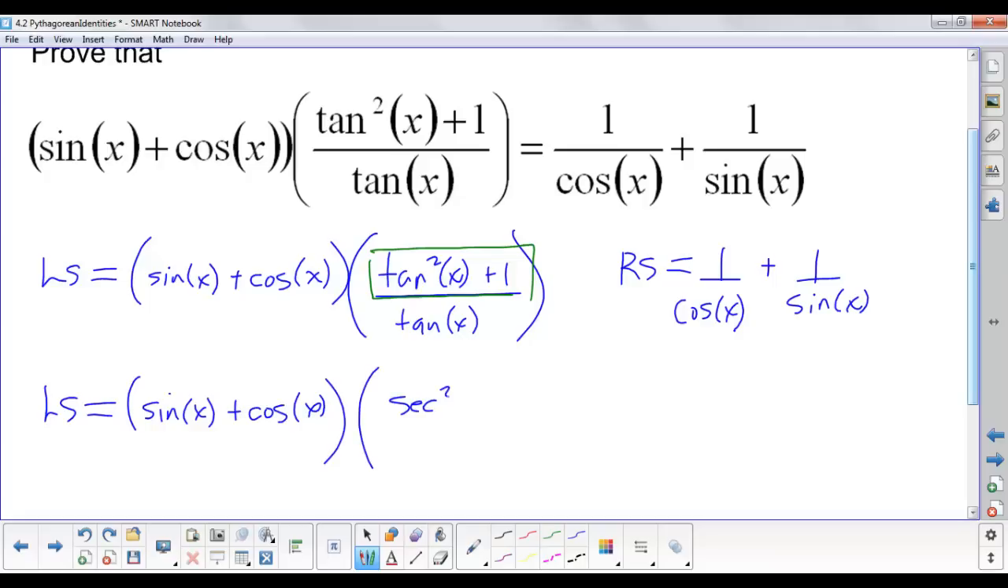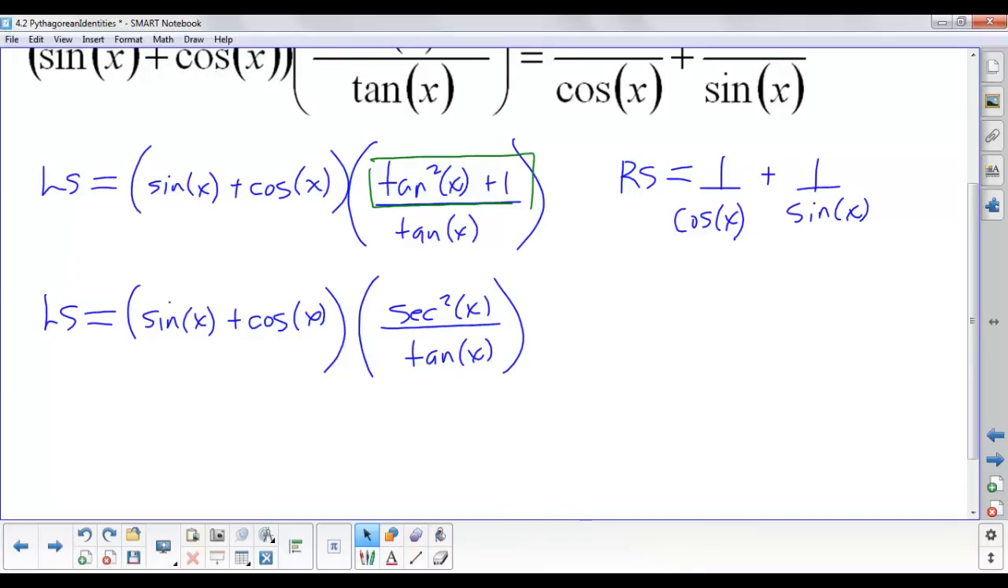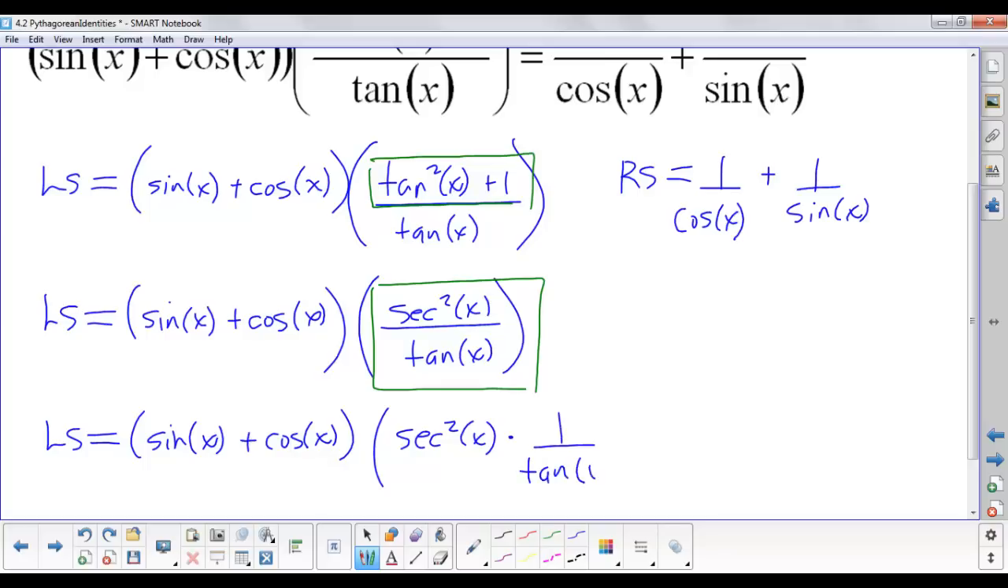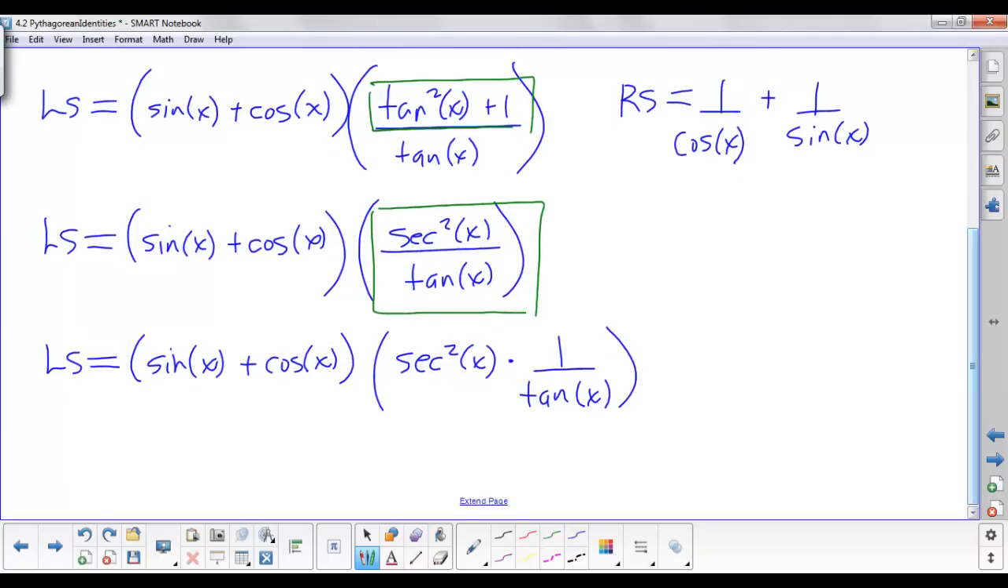So we're now going to have secant squared x over tangent x. I'm going to rewrite the expression that we see here in a slightly different way, just because I want to picture the fact that I have tangent x in the denominator. I'm going to work towards replacing that with something else here. Okay, so we're going to have sine x plus cos x. I haven't changed my first set of brackets yet, but now I'm going to recognize the next part as the same as secant squared x times 1 over tangent x. I'm just splitting that rational expression into two pieces, picturing it now more as a multiplication.